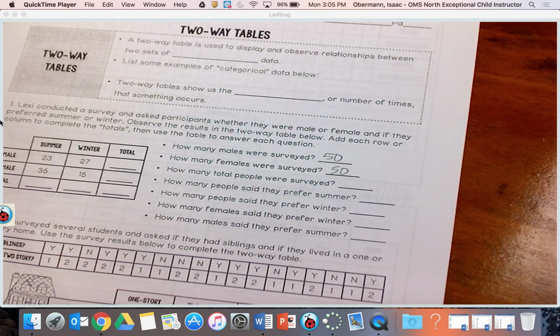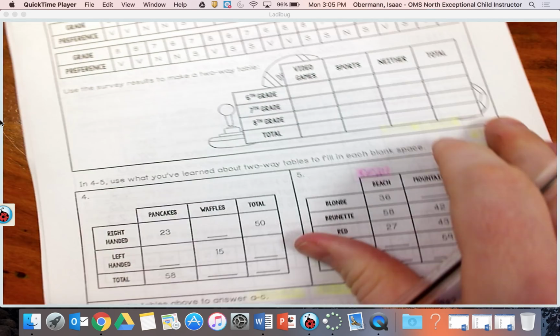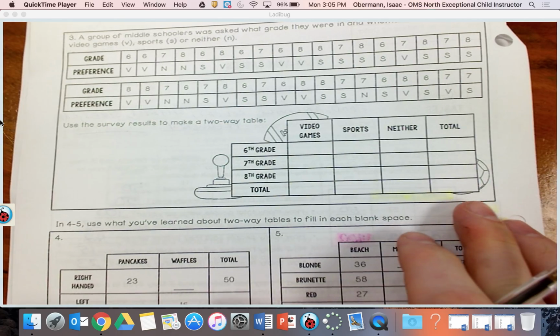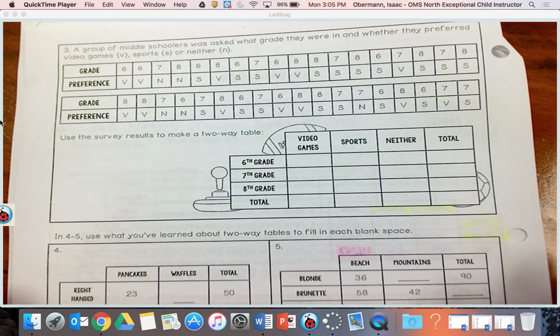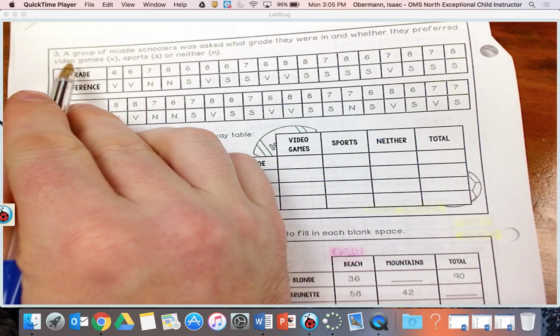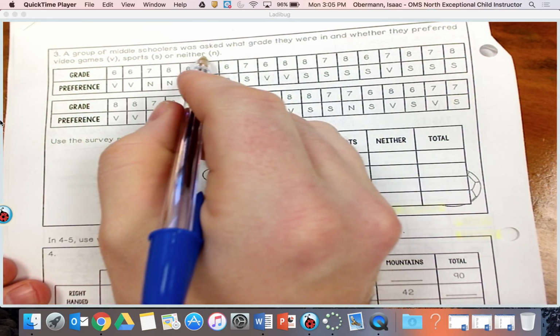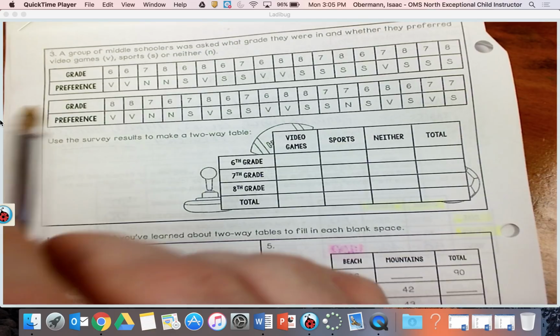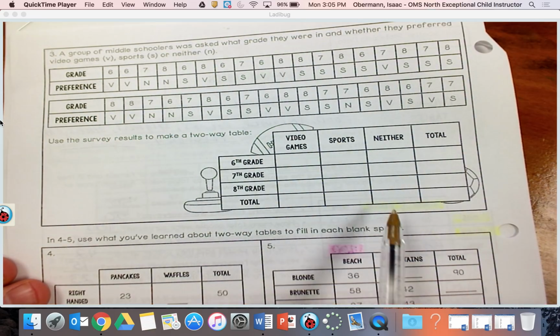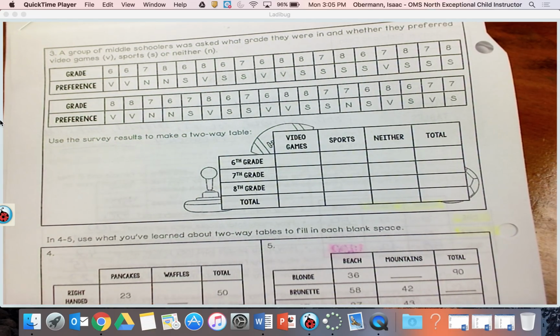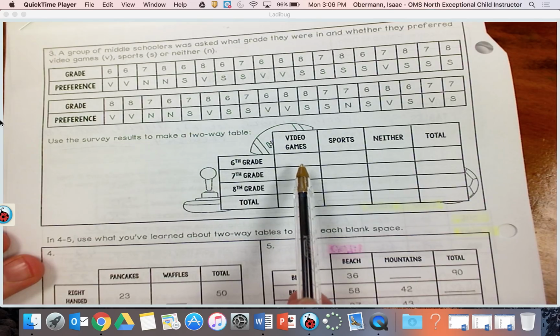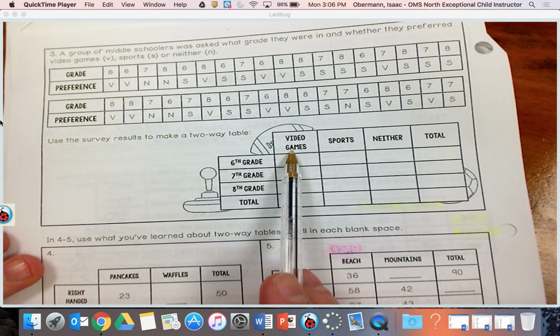Okay, we flip the page over here. This is another one, a group of middle school kids and their types of interests. You've got your different types of graphs here. You've got some here about video games as V, sports as S, and neither as N. And it tells you your grades, 6th, 7th, and 8th. I want to fill in my information here as I go forward. So I'm just going to go through here and figure out how many people like video games in the 6th grade.